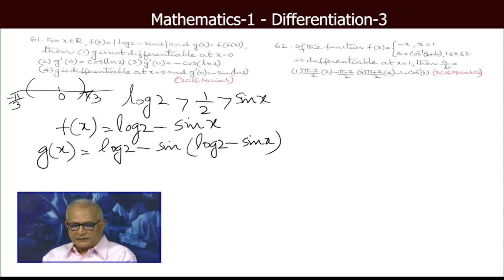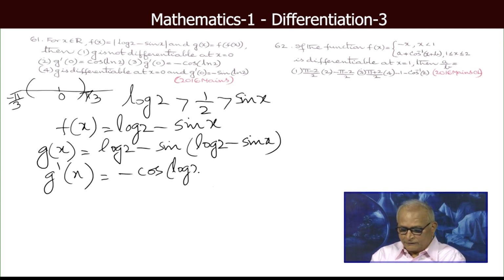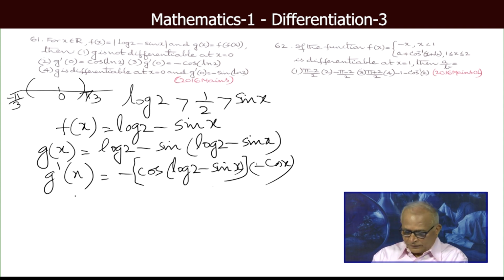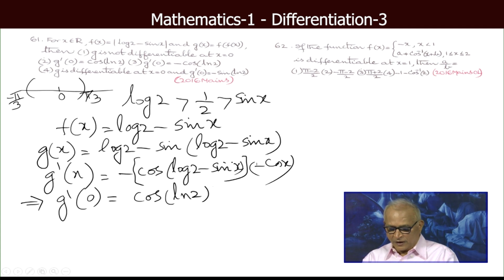Now, you want the derivative g dash x. Derivative of log 2 is 0, minus cosine of log 2 minus sin x into derivative of log 2 minus sin x, which is minus cos x. Minus into minus is plus, and what is g dash 0? Minus into minus plus, cos 0 is 1, cos of log 2 minus sin 0, sin 0 is 0, this is cos ln 2. So, therefore, g dash 0 is cos ln 2, second option.